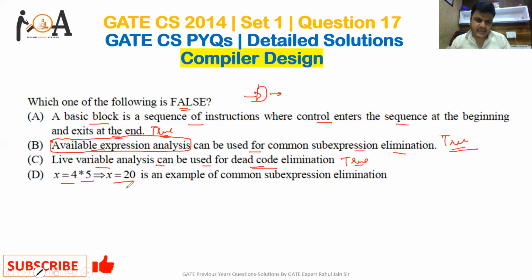And option D: x equals 4 into 5 implies x equals 20 is an example of common sub-expression elimination. Guys, this statement is false. Why is it false? This is not a common sub-expression elimination.